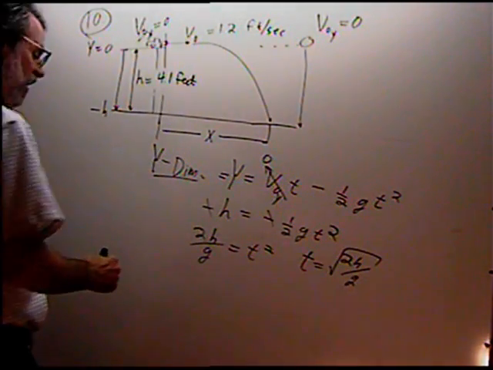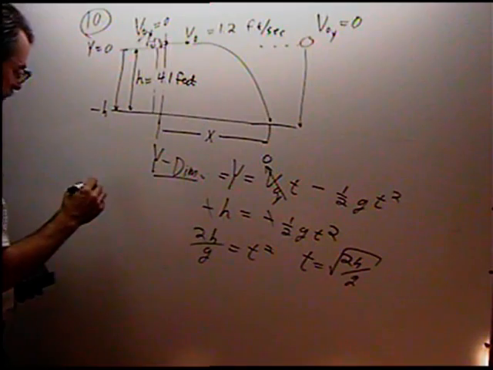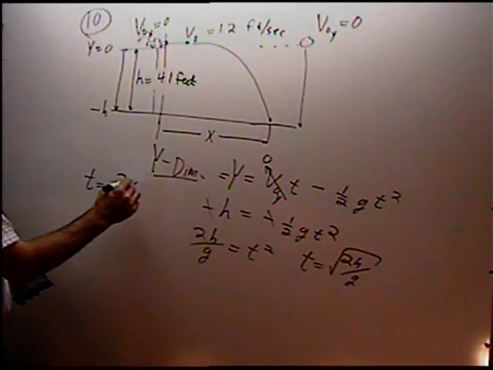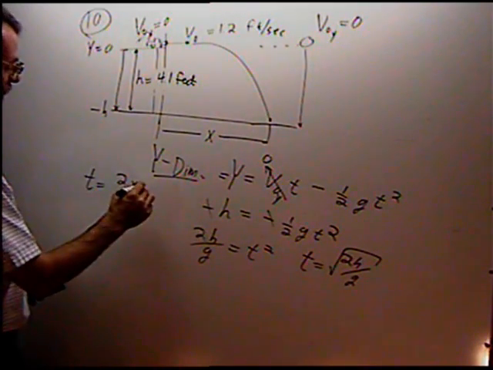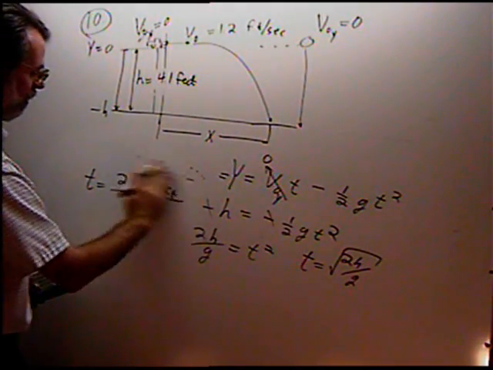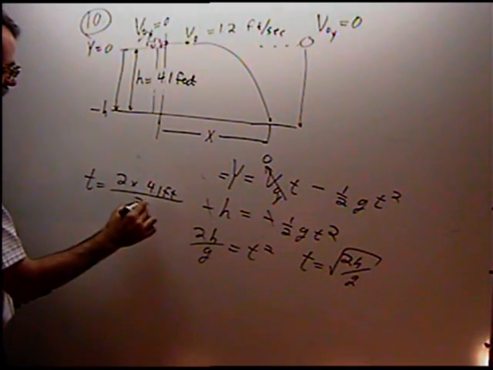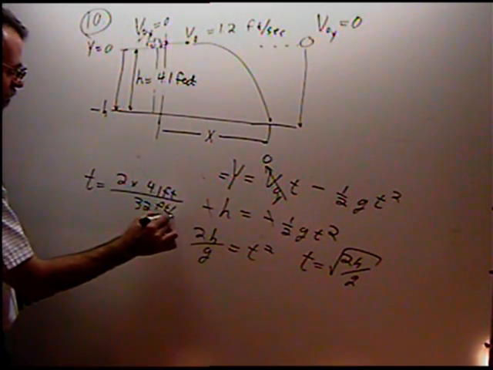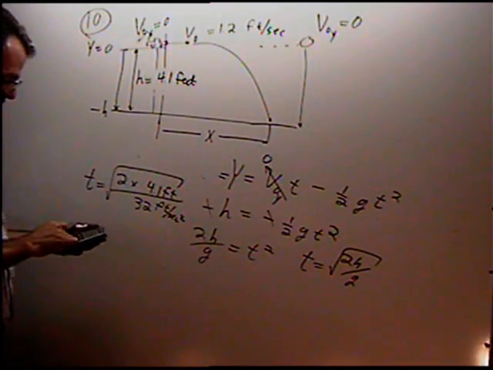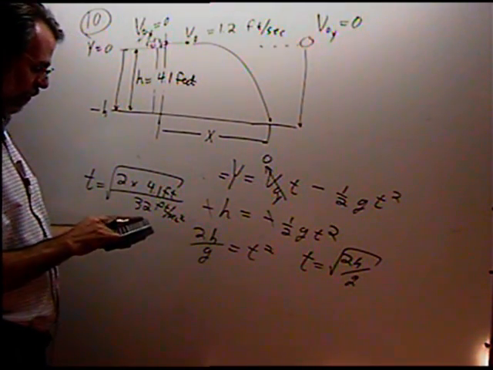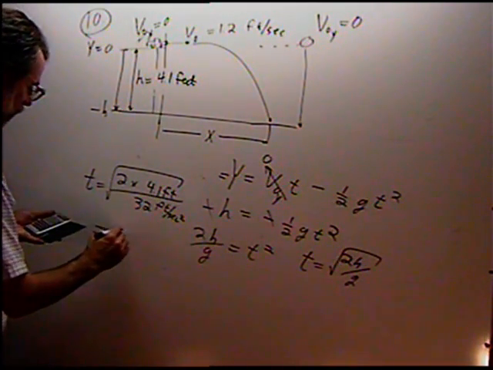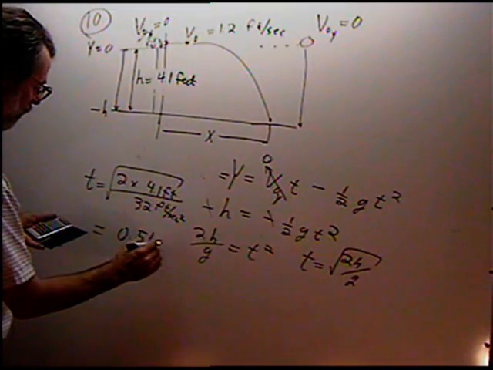Okay, we can plug in these numbers. I'm going to put it over here. t equals the square root of 2 times 4.1 feet divided by 32 feet per second squared, and I get 0.51 seconds.